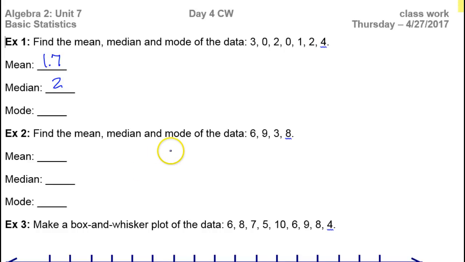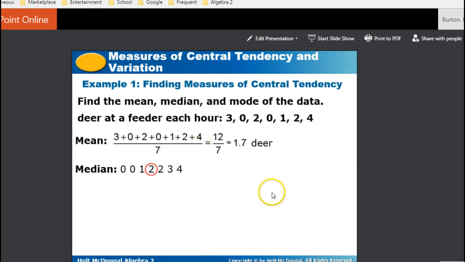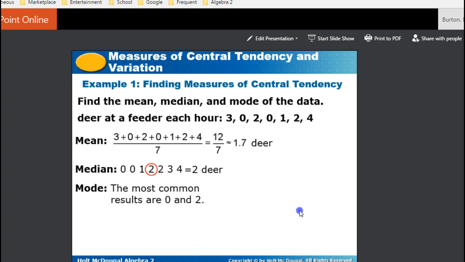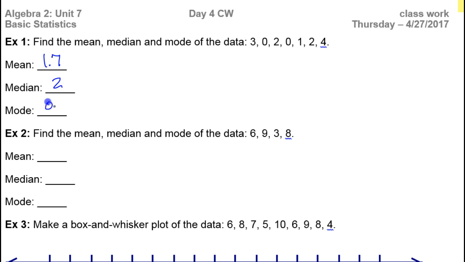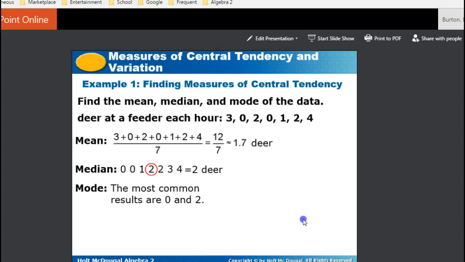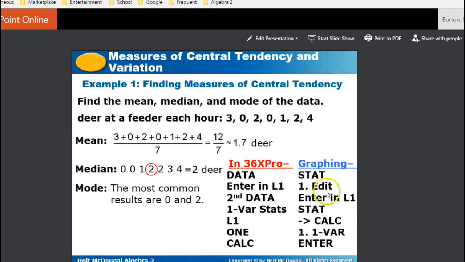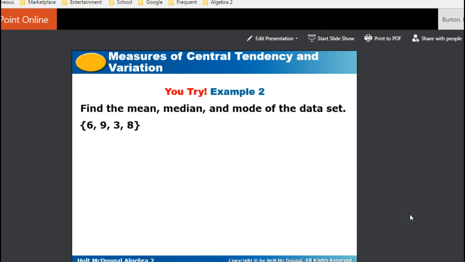The mode. The mode is the numbers that are repeated the most often. So in this case, the most common numbers are 0 and 2 because there's 2 zeros and 2 2s. What happens if nothing repeats? You just put no mode. But in this case, we have 2 modes, 0 and 2. Later, I'll show you how to put this in your calculator.